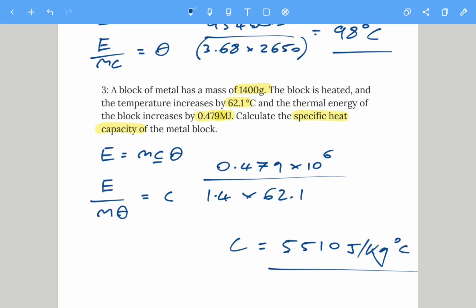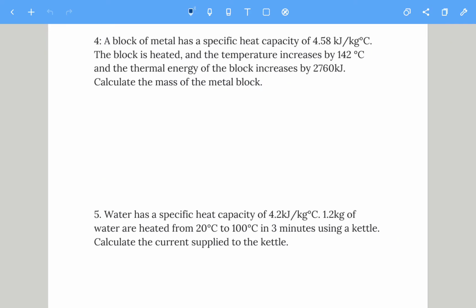Right, let's do 2 more. So number 4 is straightforward. Number 5 is an extension question, and it does have synoptic elements, which means you'll have to use physics knowledge from other areas of the GCSE. So let's do number 4 first.